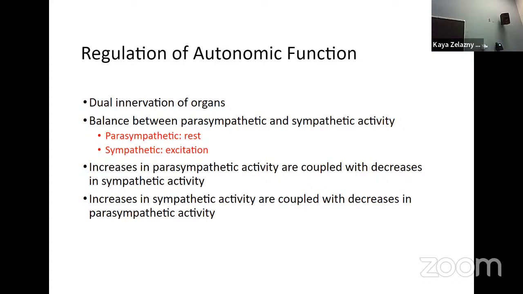So we're going to be thinking about this as a dimmer switch, with our sympathetics on one side and our parasympathetics on the other side. As we flip our dimmer switch towards rest, we're going to have an increase in parasympathetic activity and a decrease in sympathetic activity. The opposite way on our dimmer switch, going towards our sympathetics, we'll have an increase in sympathetic activity and a decrease in parasympathetic activity. We don't want to think about them as fully on or off, but we're going to have them in opposition to each other.